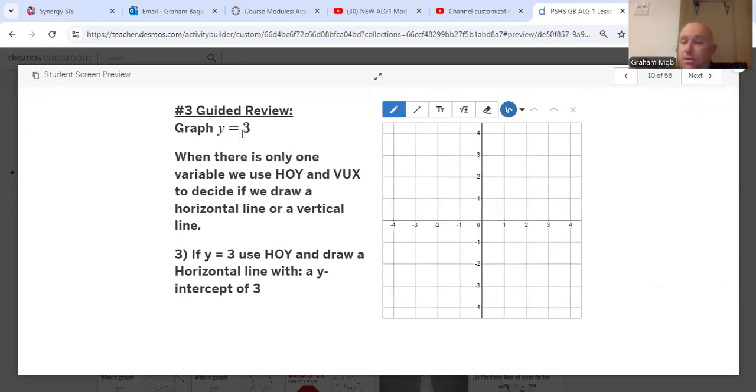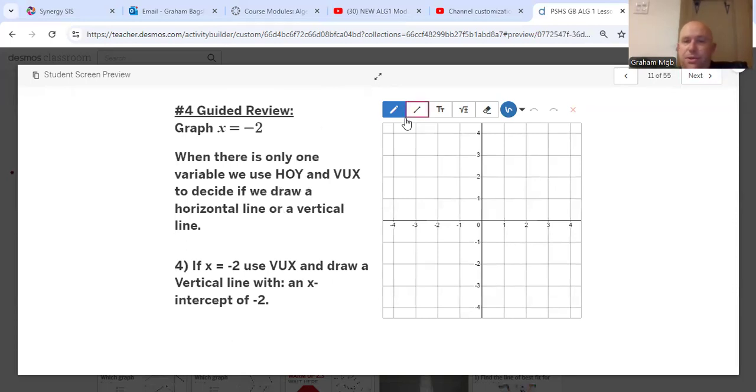Y equals 3. Notice it's just a single number this time. So we know it's either horizontal or vertical. As Hoy has a y in it, we know this is a horizontal line. So starting from 3 on the y-axis, we just want to draw a horizontal line going through that point. And for x equals -2, single letter again. So go to -2 on the x-axis this time, because it's x. And because of Fuchs, with it having the letter x in, I'm going to draw a vertical line this time, going through that point there.